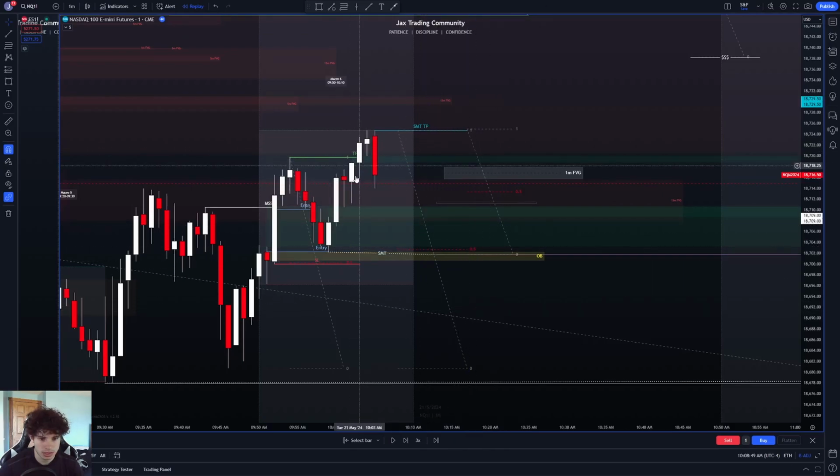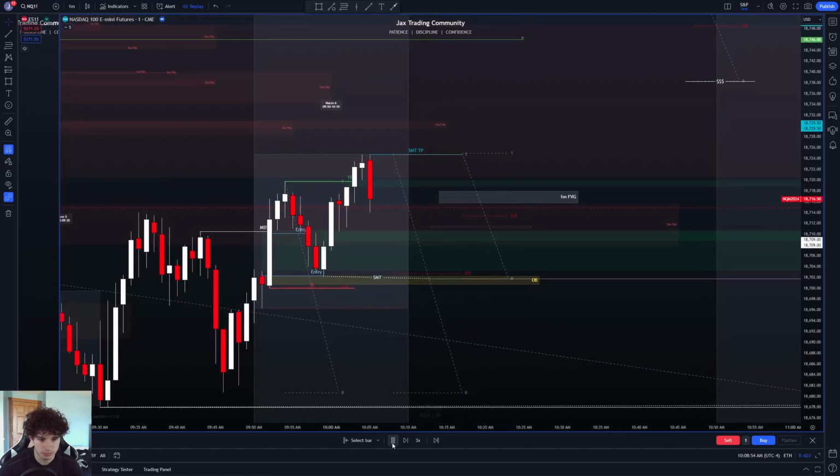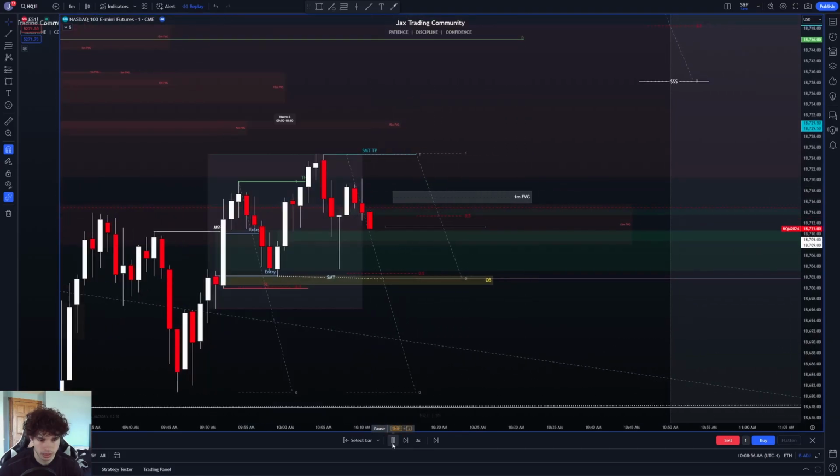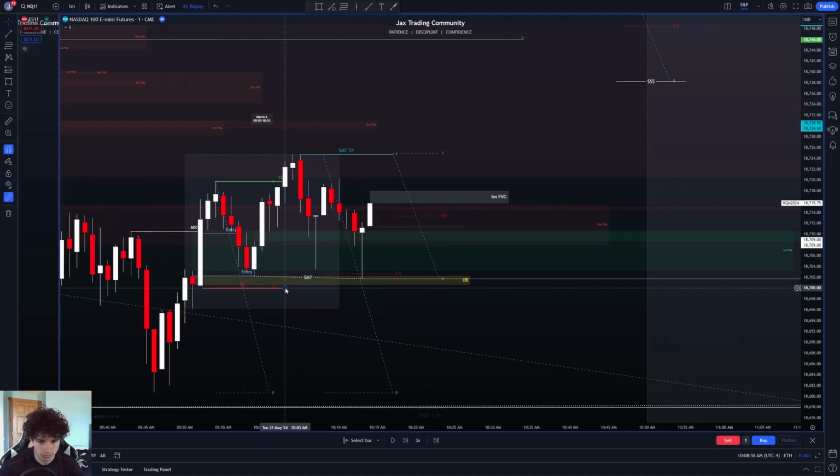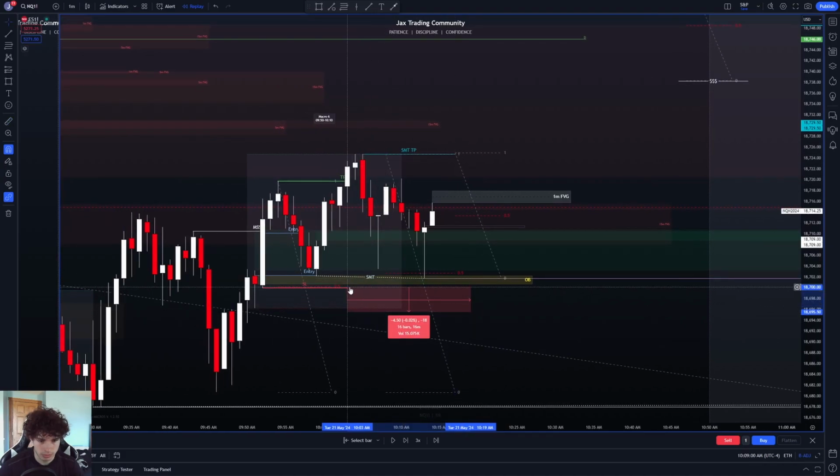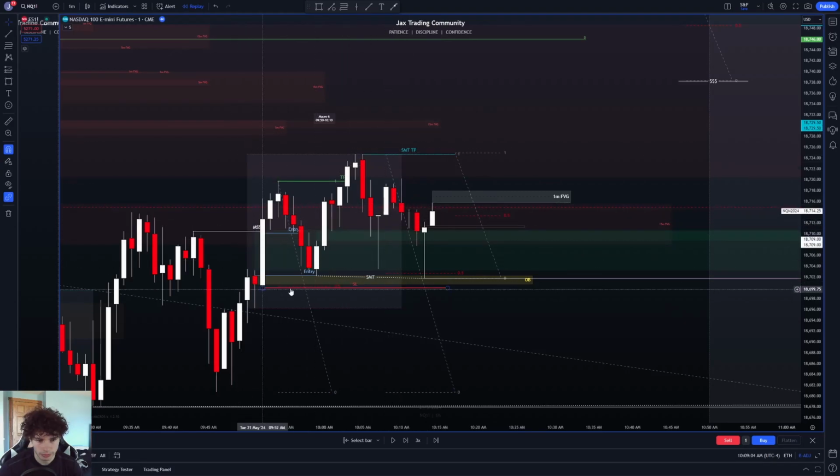And after this TP is hit, I probably would move my stop to break even. So I'm risk-free on this trade. And then we'd probably come down. Now, either I would move my stop and I'd probably get stopped out and profit, or I would not move my stop and I would not end up getting stopped out.